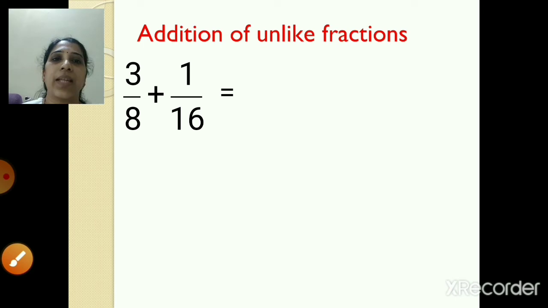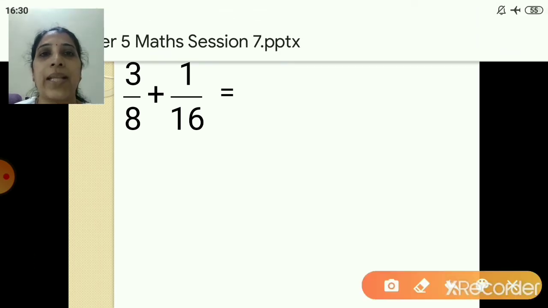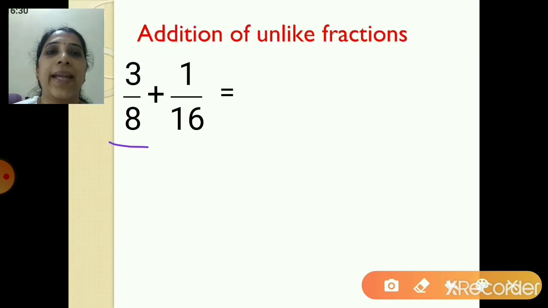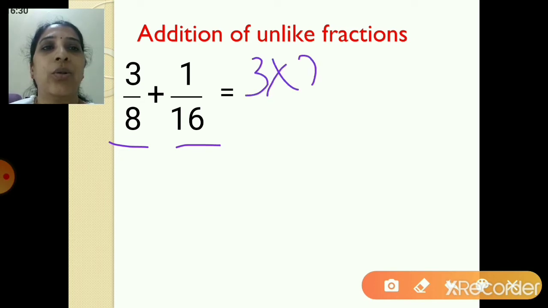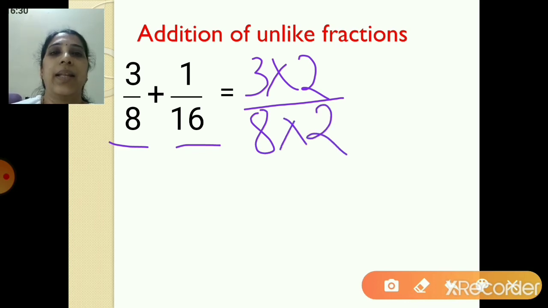Next is 3 upon 8 plus 1 upon 16. Now again see the denominators, children, 8 and 16. Now 16 is divisible by 8, right? 8 twos are 16. So you are going to keep the fraction 1 upon 16 as it is, and you will make changes only in 3 upon 8. So what will you do? You will write 3 into 2 upon 8 into 2.